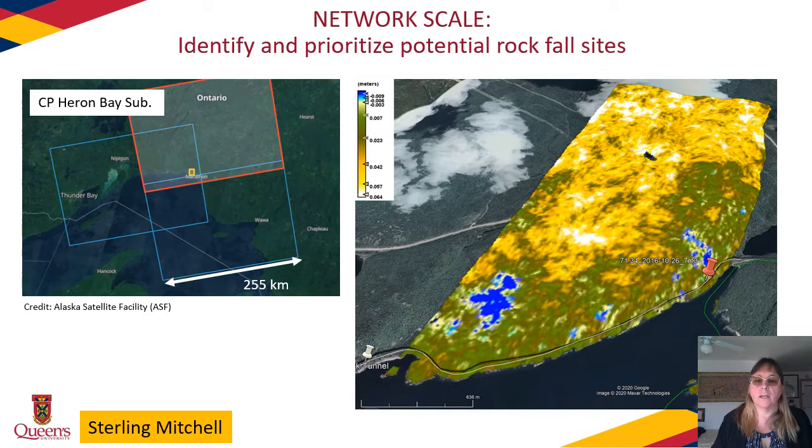One way that we can look at the network scale, as I mentioned, is to work with satellite InSAR. This is an image over a fairly large area associated with railway track rock slope instability. And you can see in this image that the change detection from the InSAR satellite data provides us with some focus points to move into a more corridor level of analysis.